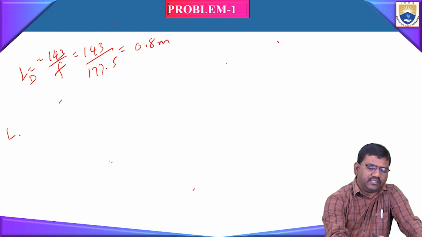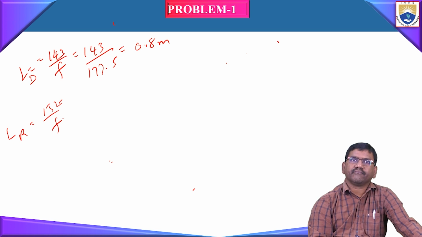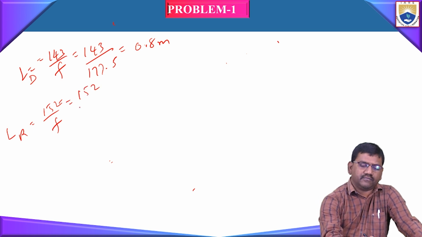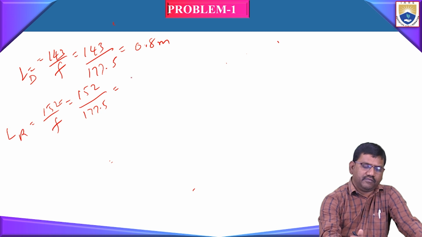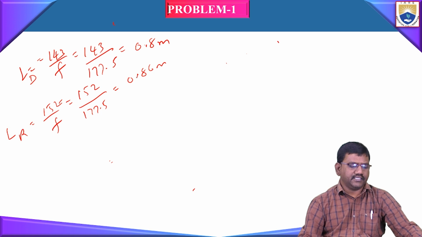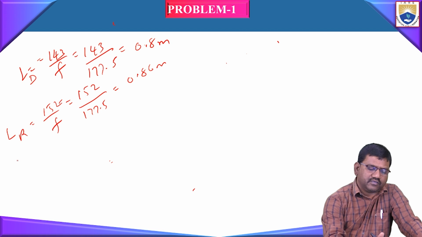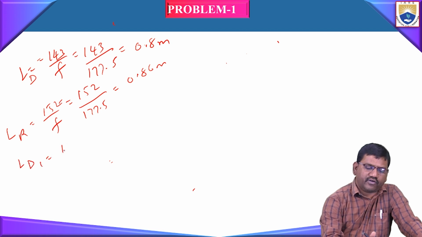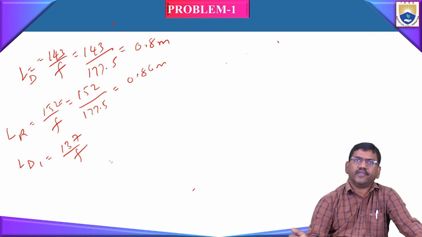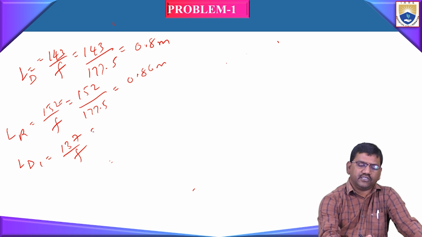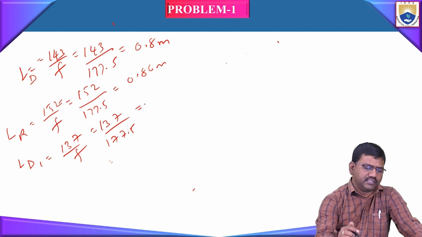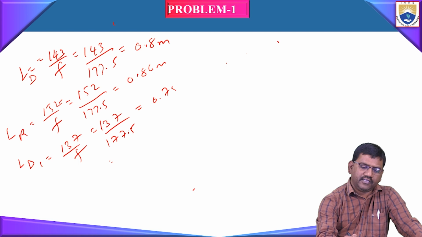Similarly, we are going to find out the length of the reflector. The length of the reflector is given as 152 by f. If we calculate 152 by 177.5, you will get 0.86 meters. Similarly, we are going to find out the length of the director 1. The formula is 137 by f, so 137 divided by 177.5 is equal to 0.75 meters.